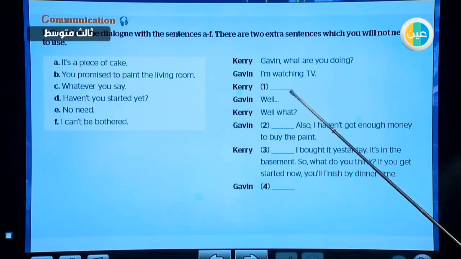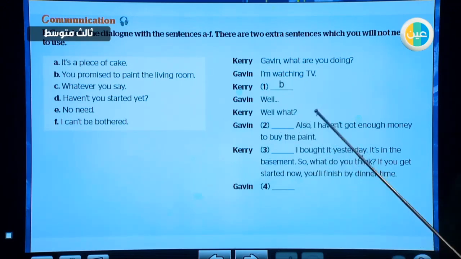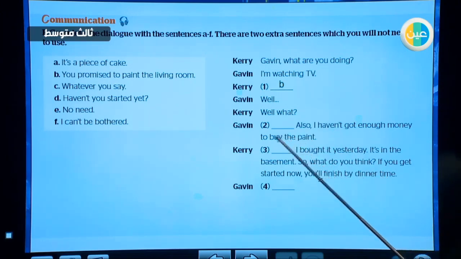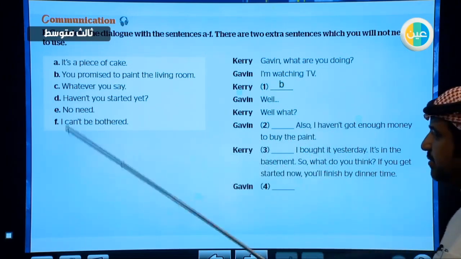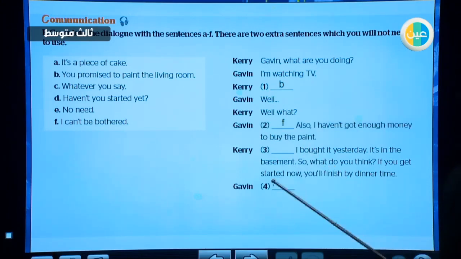You promised to paint the living room. Okay. Well, it seems that he didn't do that. So, yes, maybe he doesn't care. He would say, I can't be bothered. He doesn't want to spend time doing that. Yes, excellent. Number 3. So I can't be bothered.